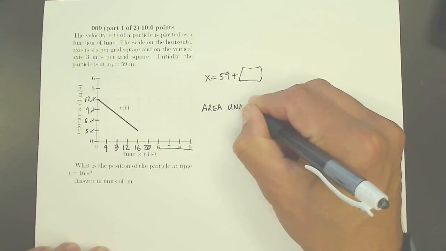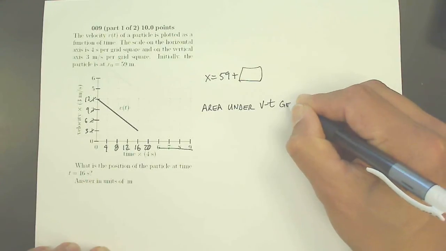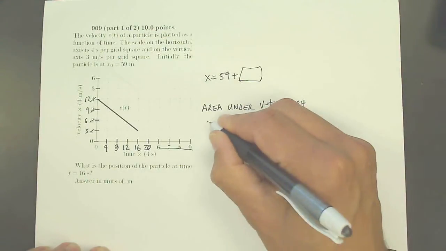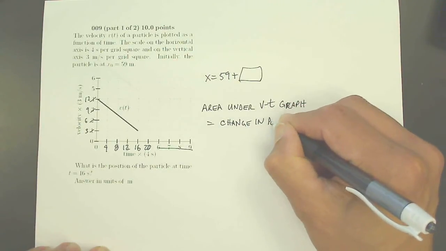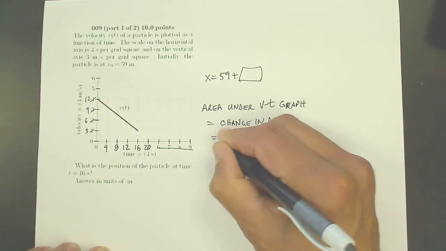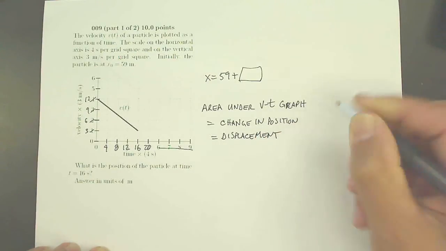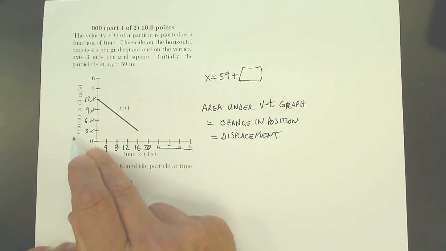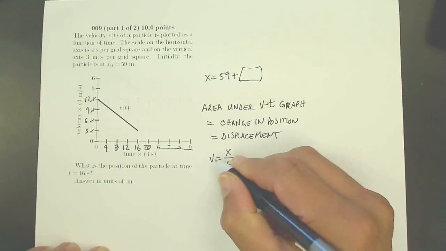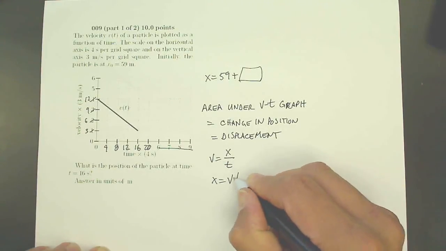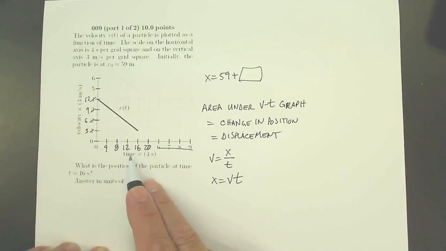This is where you use your knowledge that the area under a velocity time graph equals the change in position, equals the displacement. And the reason is because this is time and this is velocity. And since velocity is displacement over time, then I know that my displacement is going to be my velocity times my time. Well, if I'm figuring out the area of any of these boxes, I'm going to have to multiply velocity times time to get the area.